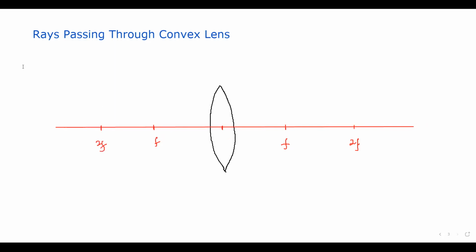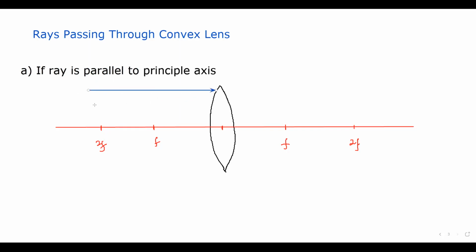So the first kind of ray which can pass through a convex lens, for example, if the ray of the light is parallel to the principal axis, what will we observe? For example, these are the rays which are parallel to the principal axis, any kind, but they are all parallel to the principal axis.